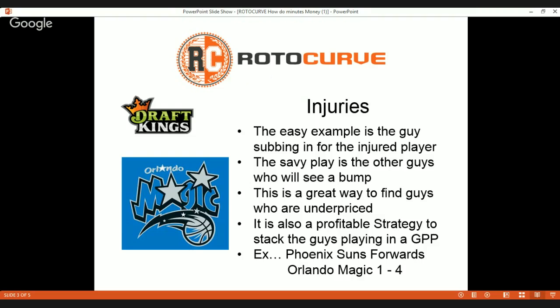So if you were somebody like DraftCheat, who when he had one of his big days earlier in the year, wound up stacking up all those forwards on the Phoenix Suns, you got three guys that are all priced at $4,000 like bench players that are now playing 30 to 35 minutes when they were only playing 20 minutes. Maybe at 20 minutes, they were only producing 20 fantasy points and were priced at 4K.